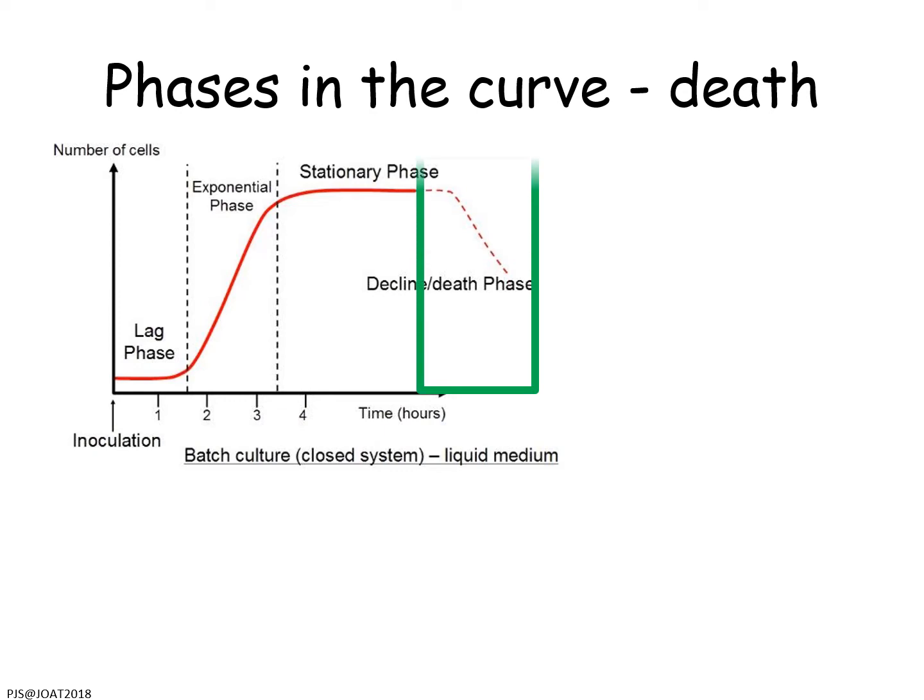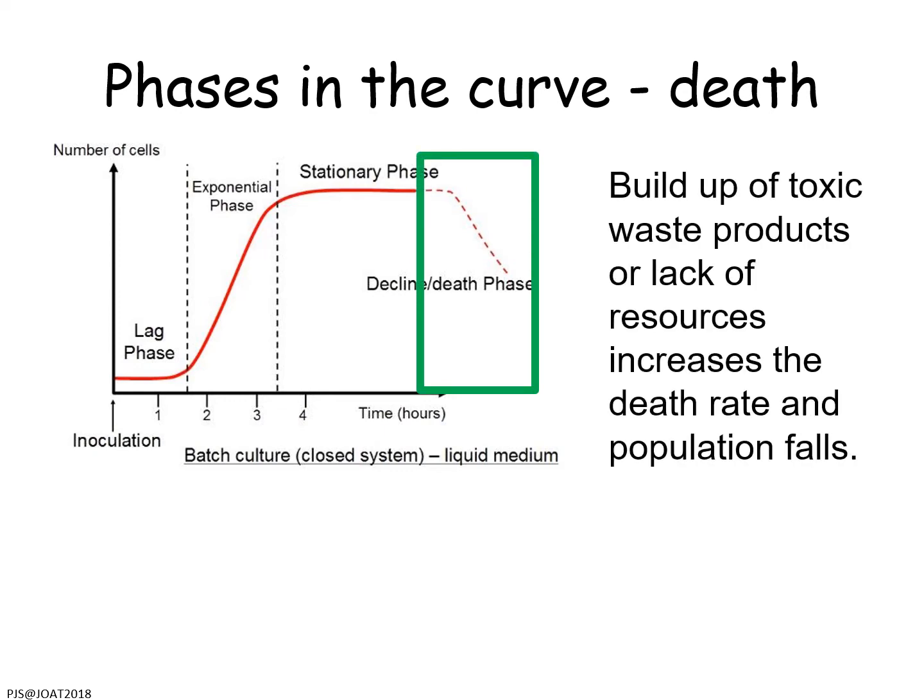We then hit the 4th stage, the death phase. In that one, we start to have a problem with the culture. It might be that toxic waste products have started to build up. It might be that we're just running out of stuff. They've not got enough food or basic substrates. But what's happening is that the death rate is now overtaking the cell production rate, and so the population starts to fall.